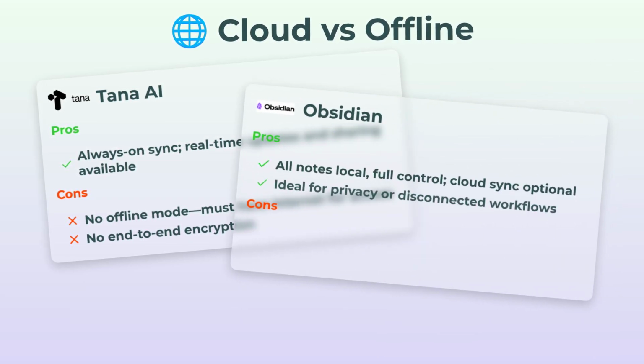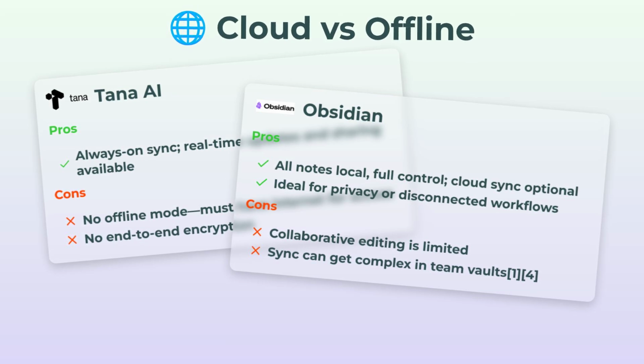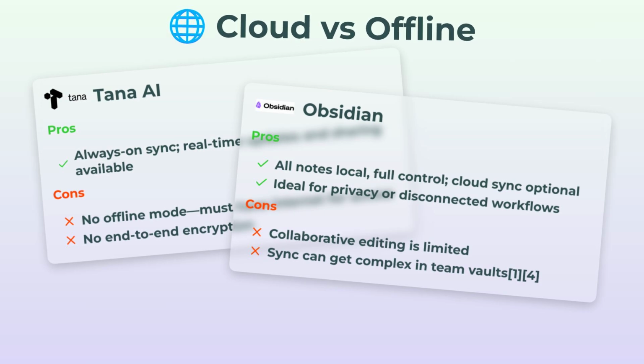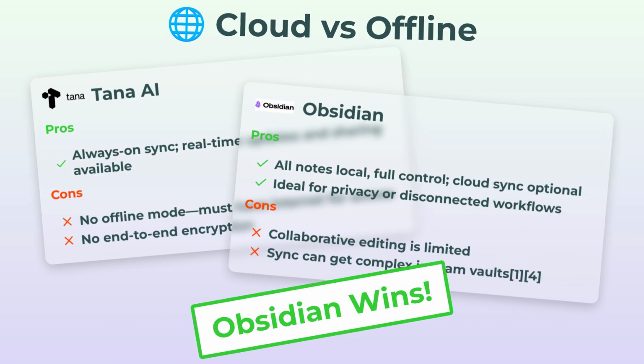Obsidian's all local all the time, all your notes live on your device, full control, privacy for days. You only go cloud if you want to, and if you're paranoid about data, it's pretty perfect. The downside? Collaboration gets tricky and team syncing isn't always seamless, but for offline-first lovers, Obsidian is the clear winner.